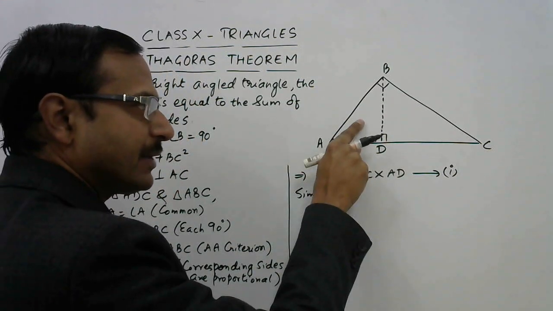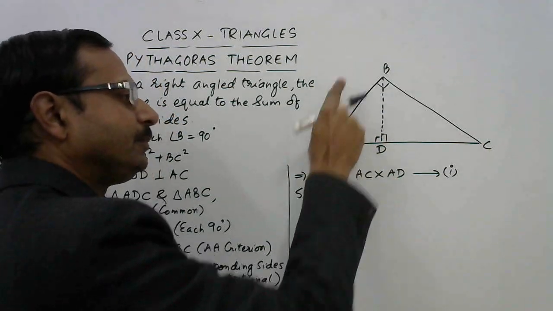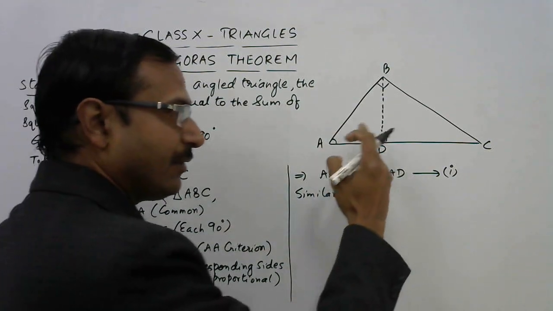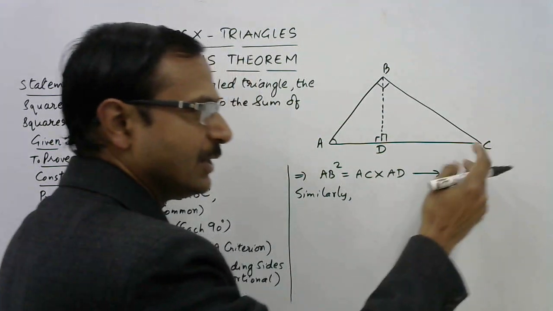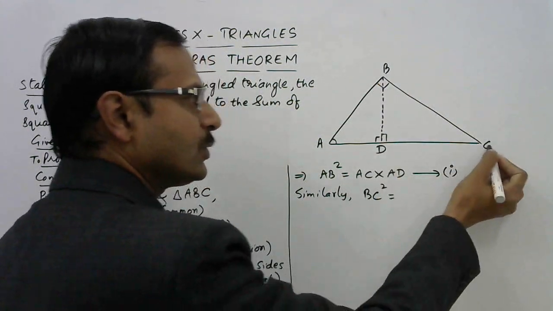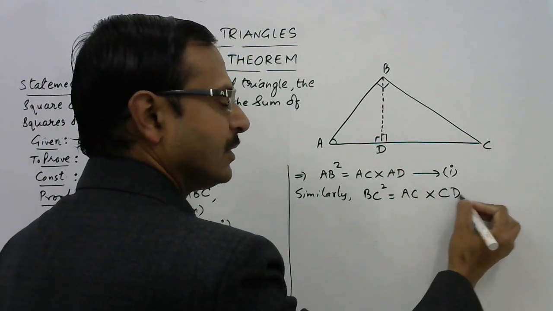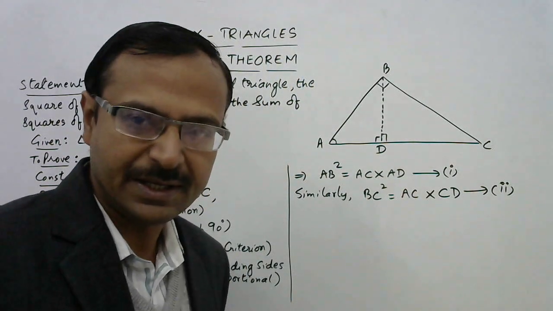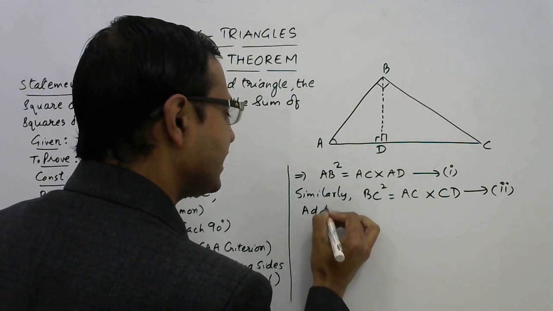Now see, when I took the triangle on the left hand side, everything is starting with A, that is AB square equal to AC into AD. So when I would have taken the triangle on the right hand side, everything would have started from C. So similarly, CB square, that is BC square, will be equal to CA, that is AC, into CD. Now this is equation number 2. You don't need to prove it, just write it similarly. And now add the two equations, you will get the desired result.